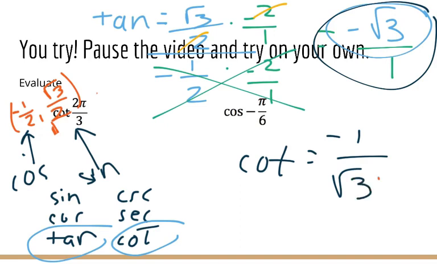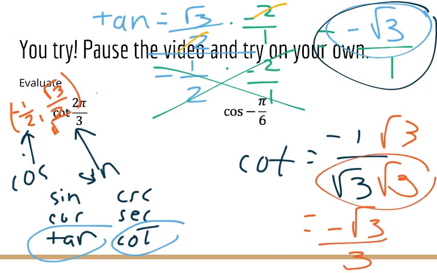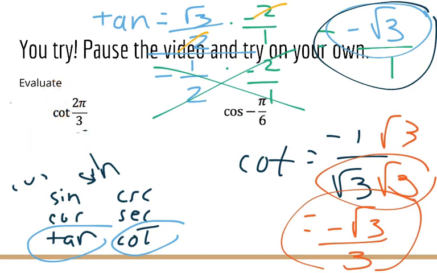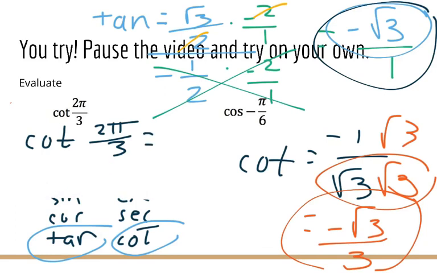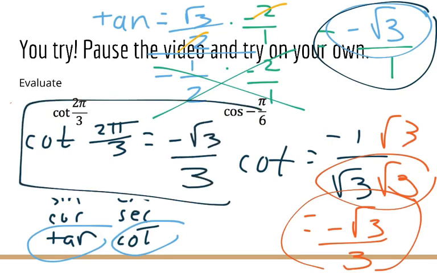And I can't leave a root in my denominator, so multiply that out. Let's start with the top. The top you would get negative root 3, and the bottom, this part here, would just be 3. So that's my answer for cotangent. How I would actually write that nice and neat is I would say cotangent of 2 pi over 3 equals, I'm still working on cleaning this up, negative root 3 over 3. This is how you would actually write your final answer.